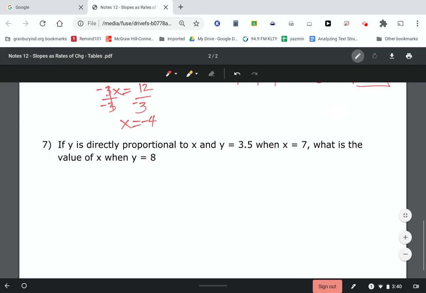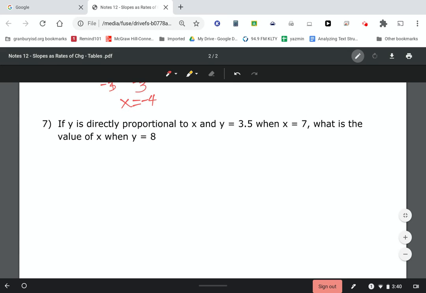All right, let's look at problem number 7. Problem number 7 says if y is directly proportional to x and y is 3.5 when x is 7, what is the value of x when y is 8? This is just asking us to find the value of x. It's not asking us to find the slope. So we're still going to set up a proportion, and it's still y in terms of x.